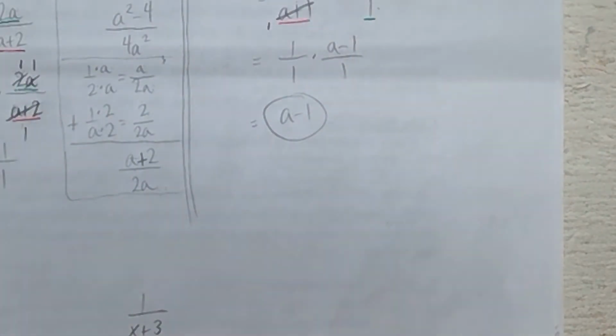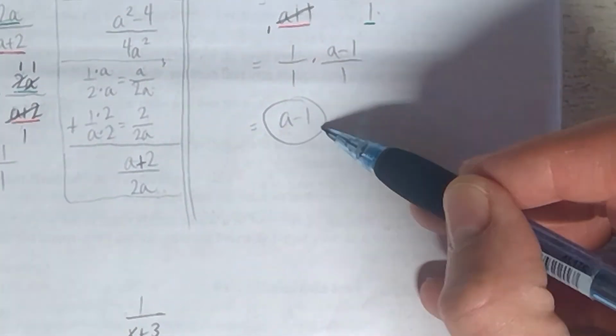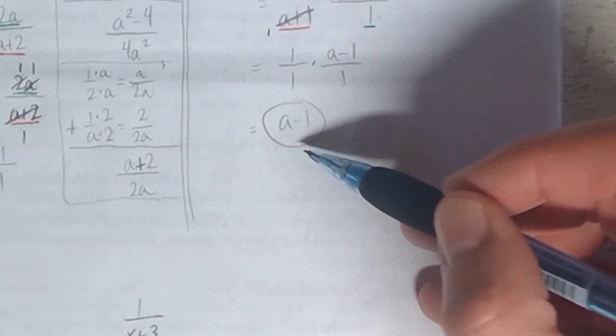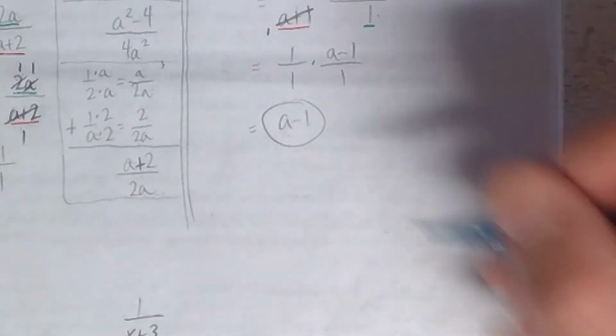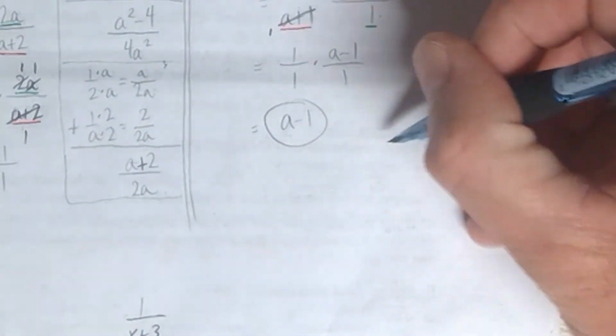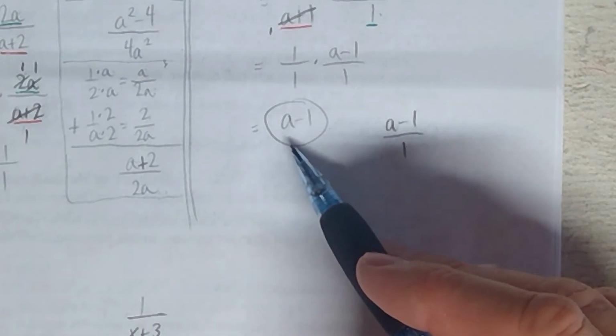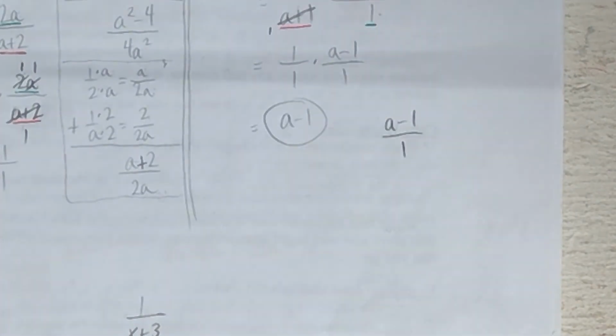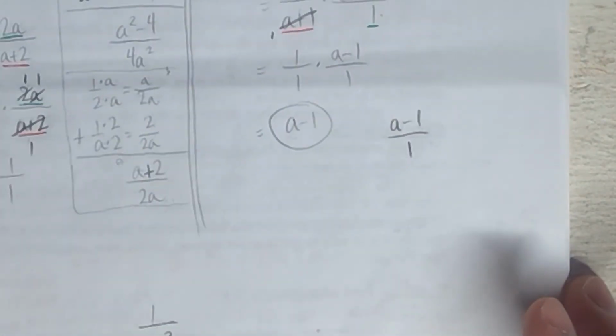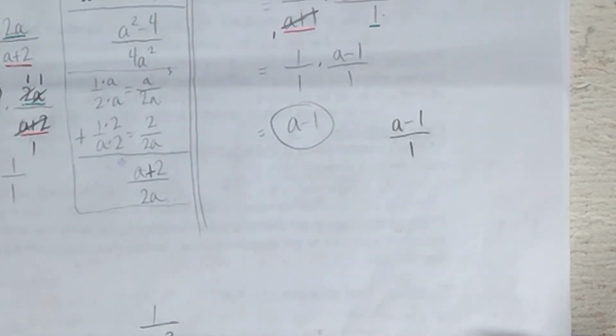Again, it's not wrong to write it. If you want to put the 1 underneath the a minus 1 with a fraction bar, you're welcome to do that. But you don't have to. So you could write this, okay, but it's just easier to write this, right? Okay, so that concludes complex fractions, section 8.5.